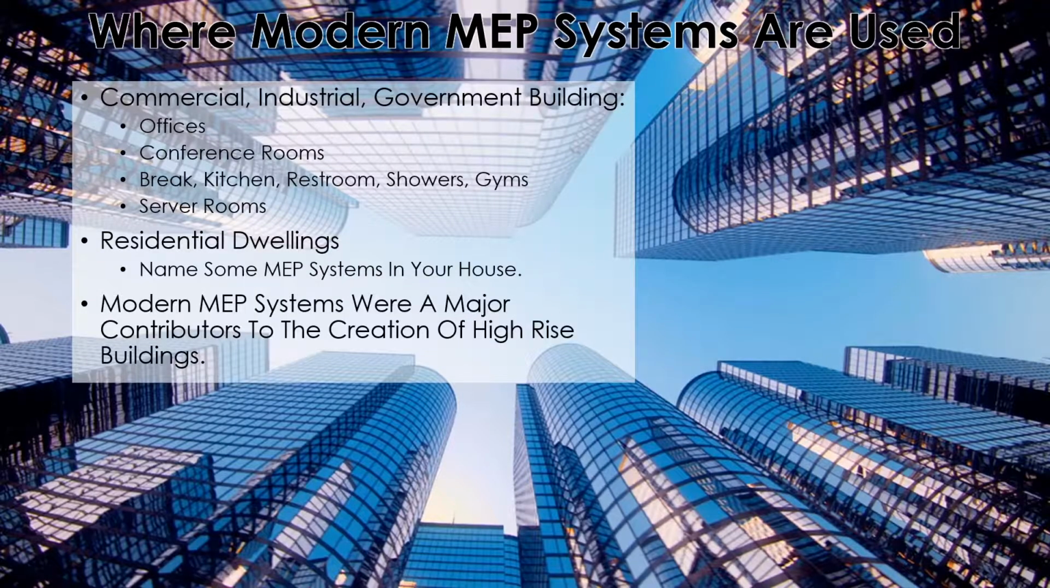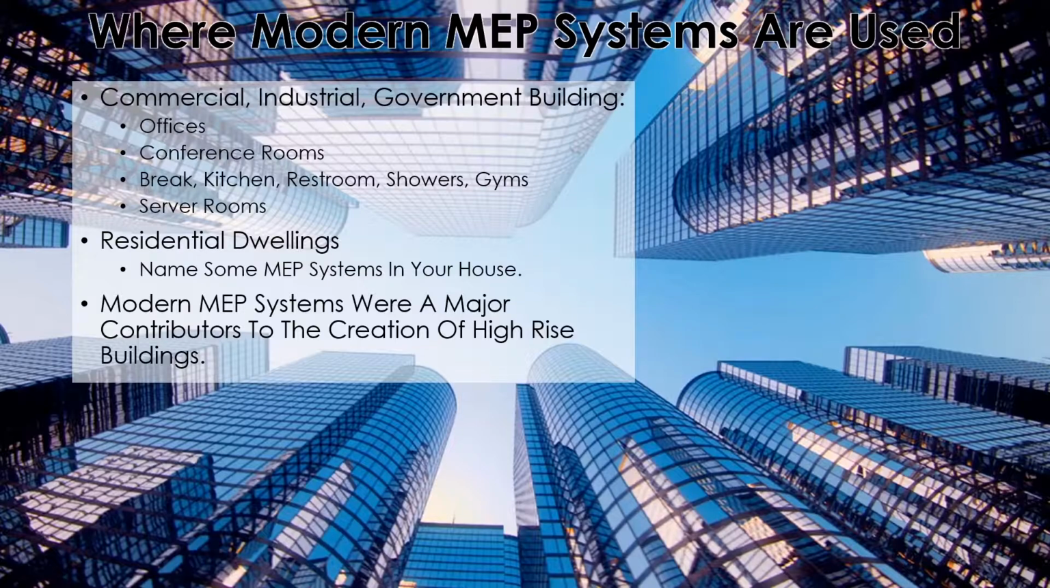So basically, any building nowadays, you're going to have MEP systems. Commercial, industrial, and government buildings. This includes offices. So in offices, you would have your power outlets, your lights, your supply air, so your air conditioning and heating. Conference rooms, same mechanically, so the heating and cooling, as well as any TV or teleconference.